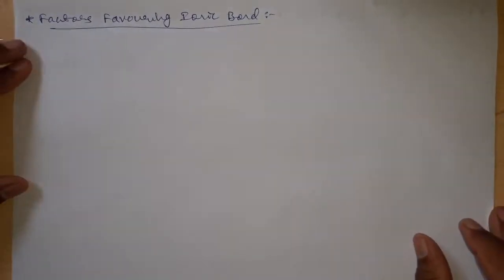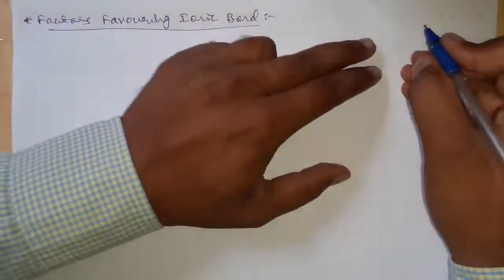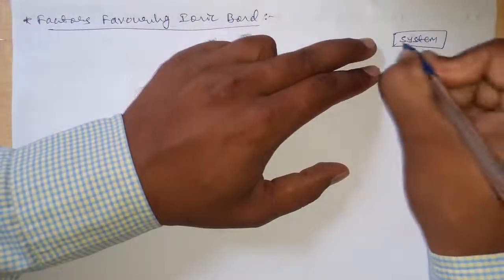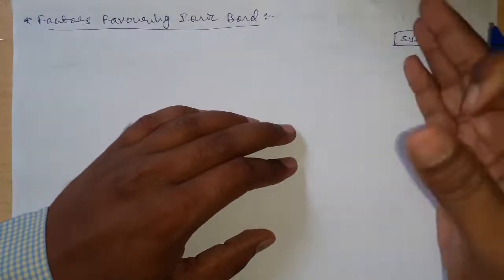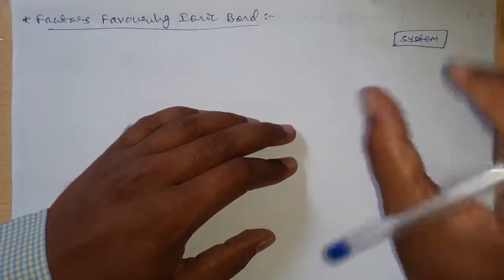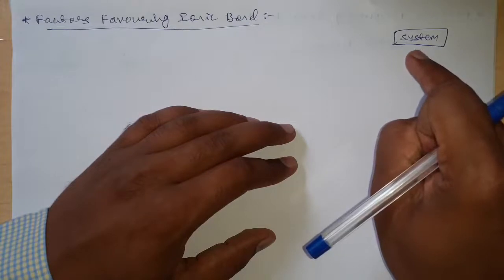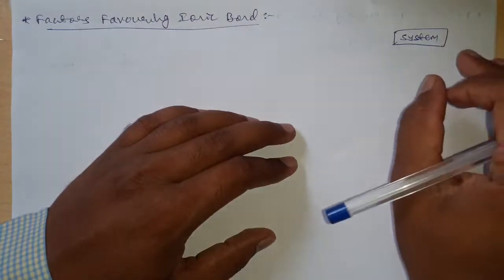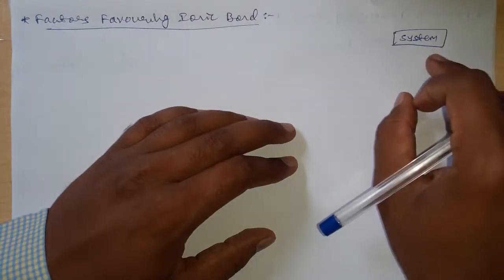Factors favoring ionic bond. Before starting this one, let me explain something. If a system is there, and the energy of this system is less, then we can easily say that this system is stable. And if the energy is high with this system, then we can say this system is unstable.